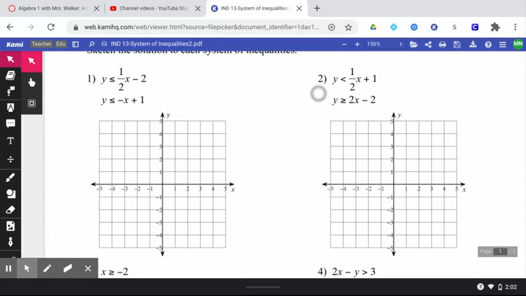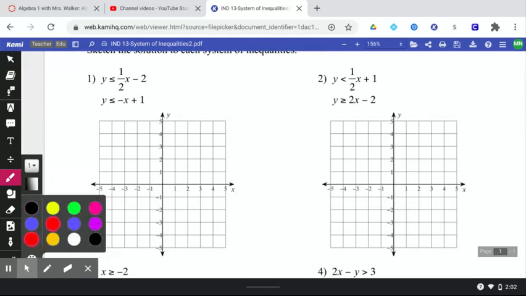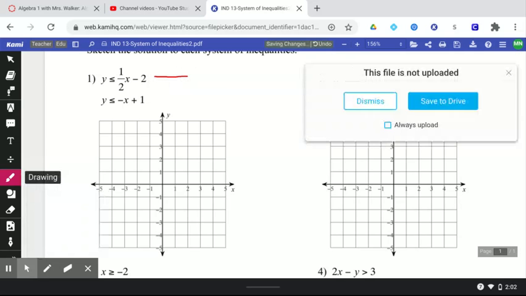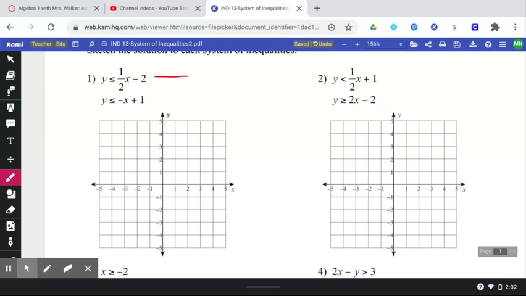So I want you to look at this first example. We're going to graph it in red. And we have 1/2 x minus 2. So if you start out at -2 on the y-axis and go up 1 and over 2, it's going to give us our line. And if we go back to indicator 7, you would know that an or equal to means that we are going to have a solid line there.